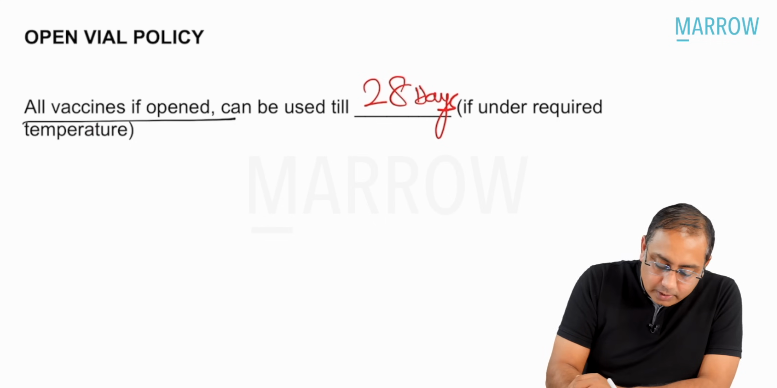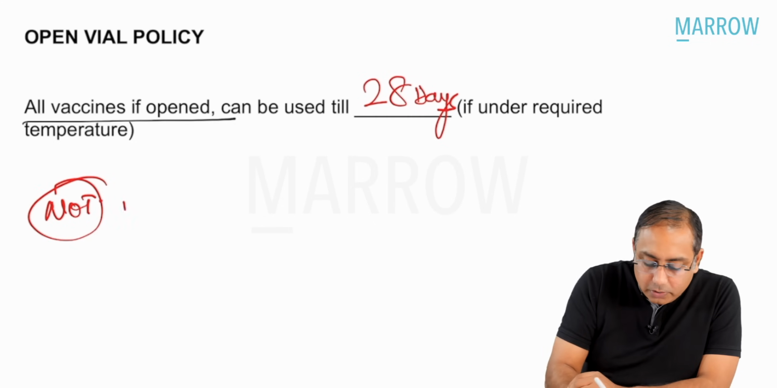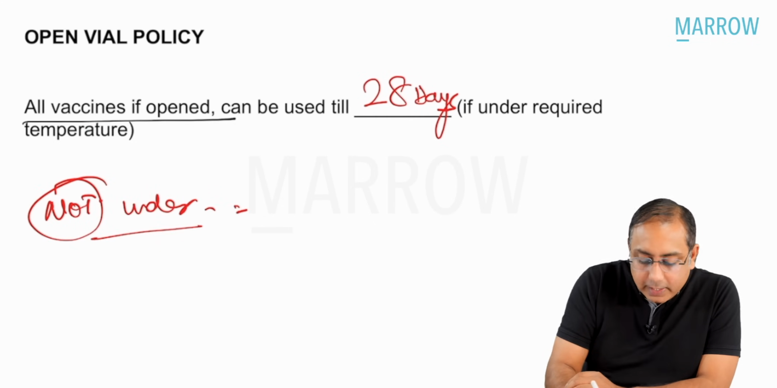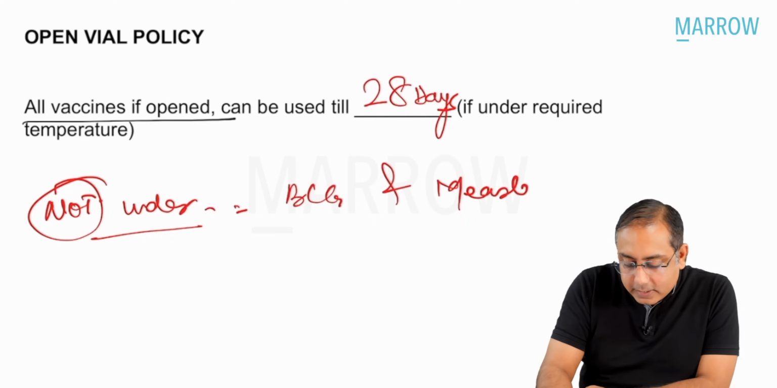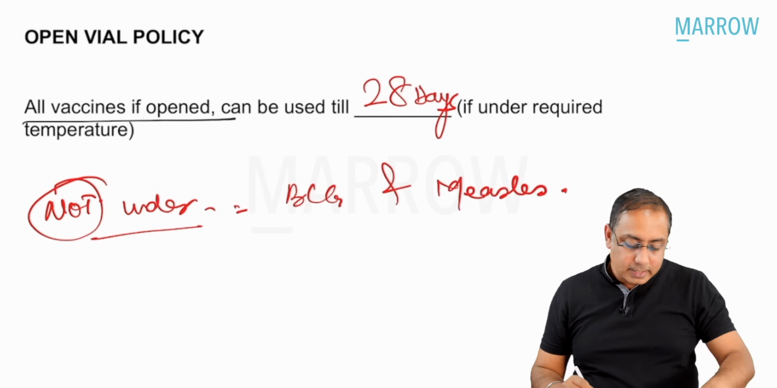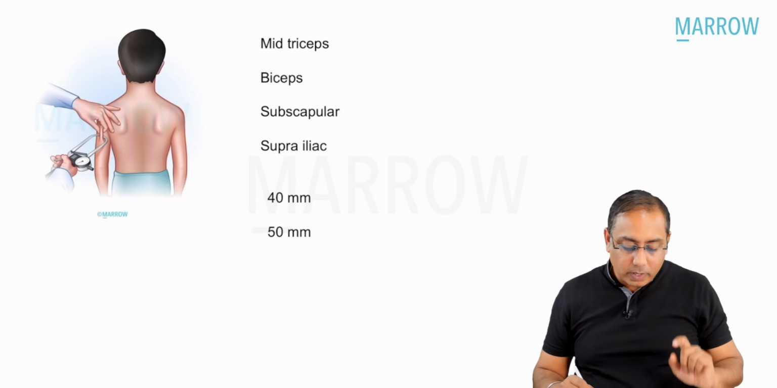So which vaccines are not under open vial policy? It is only 2 vaccines, that is the BCG and the measles vaccine. BCG and the measles vaccines, they are not under open vial policy.